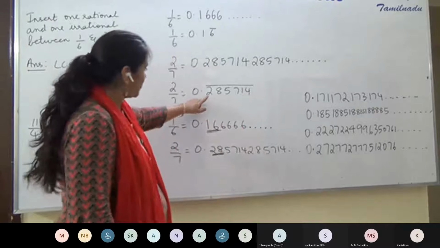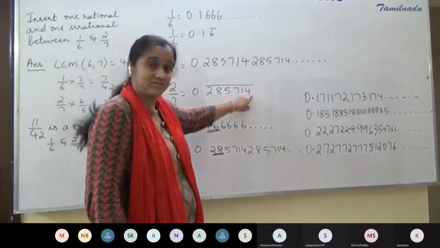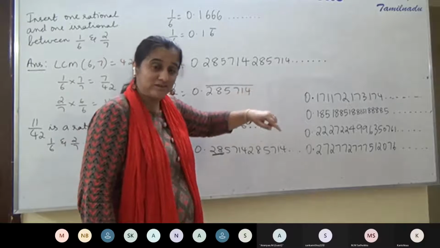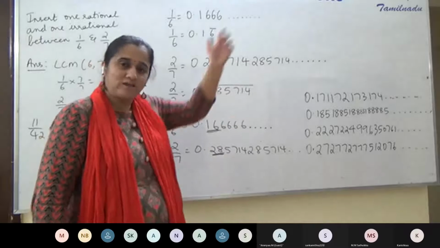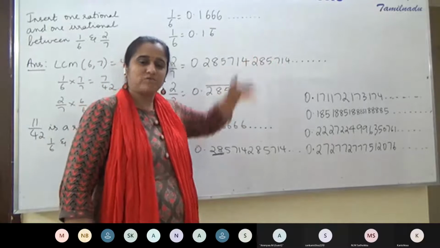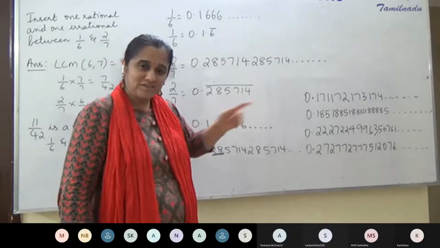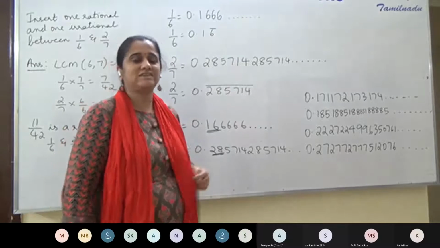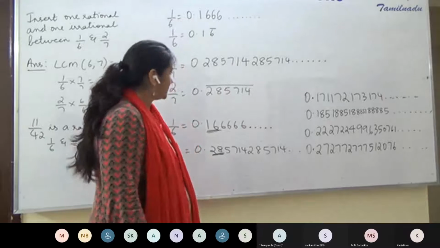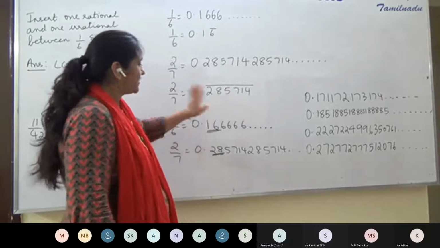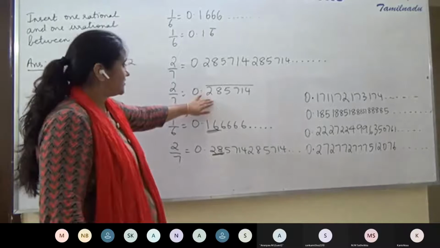So see, 1, 2, 3, 4, 5, 6. After getting these 6 digits in the quotient, you get the same remainder, which you had got earlier, probably six steps before. The same remainder repeats. So that tells you that you can stop the division process. Okay, so like this it is.